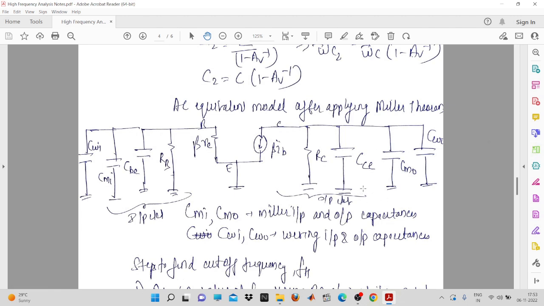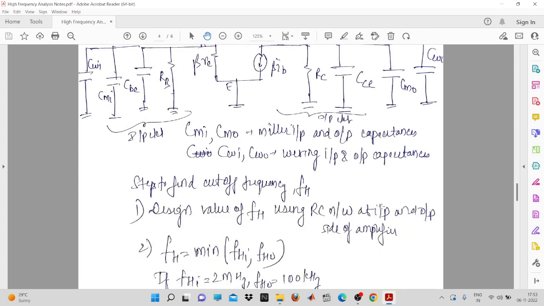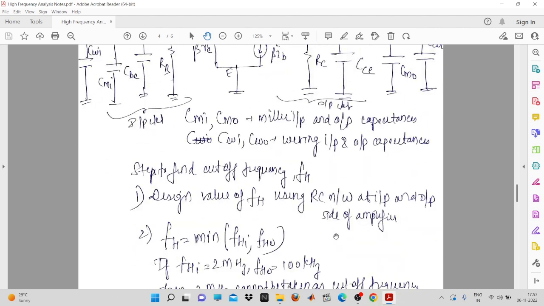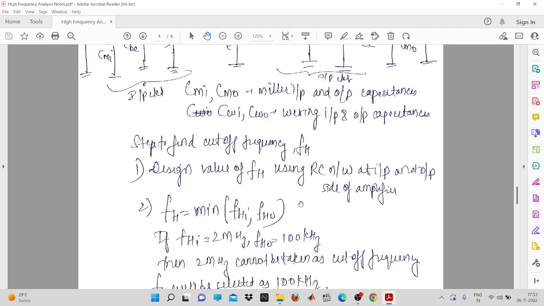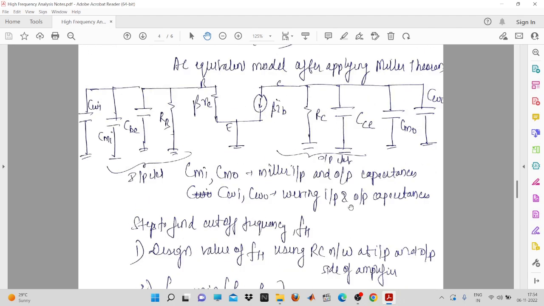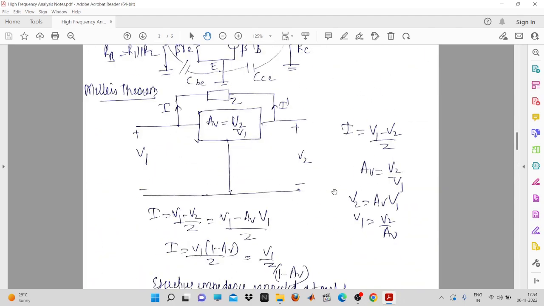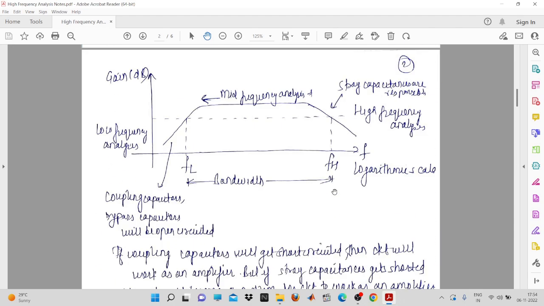So basically, what is our next step? Our next step is to find the cutoff frequency, that is FH. First you will have to find the FH for the input side network and the output side network, and then you will have to take the minimum of it. Why have we taken the minimum? Because you can see here in this gain versus frequency curve.